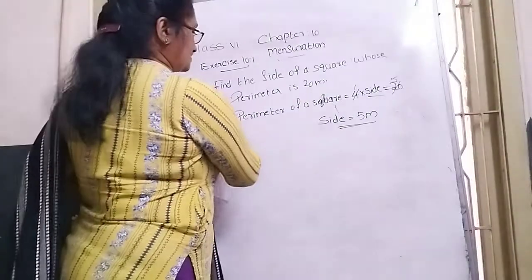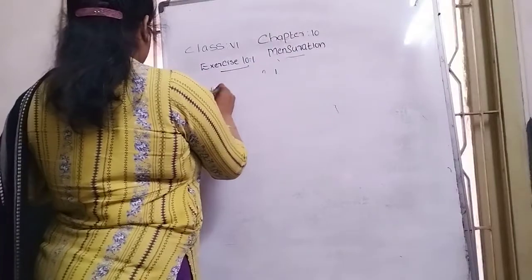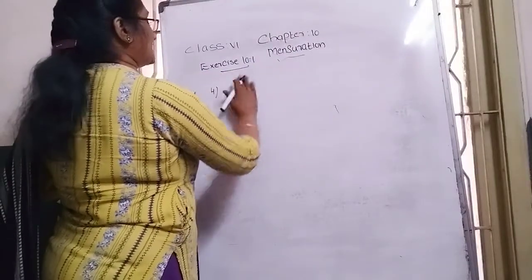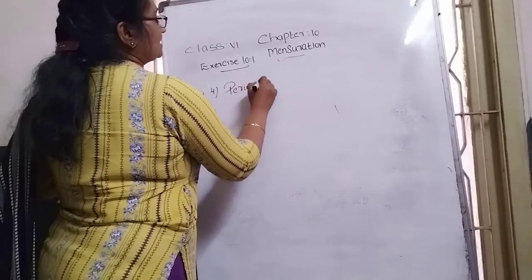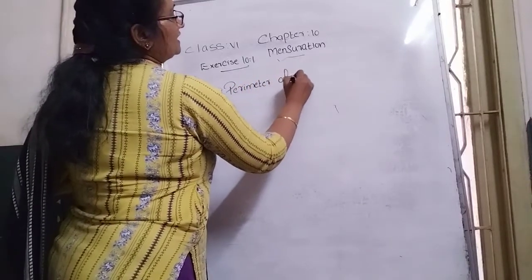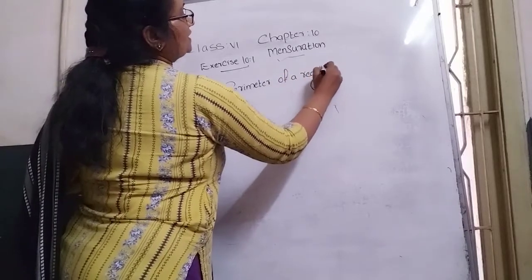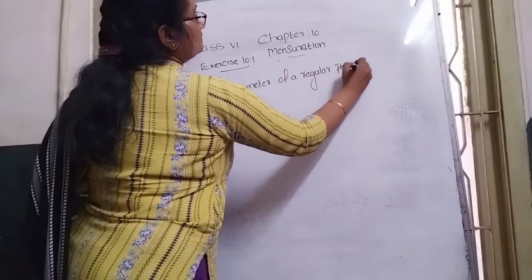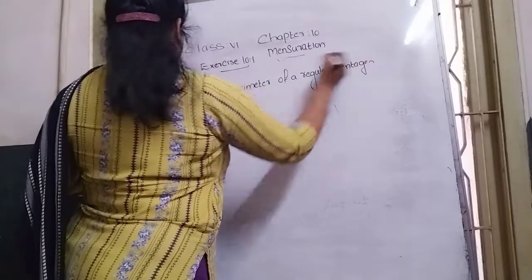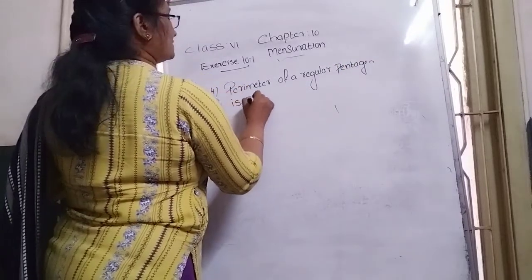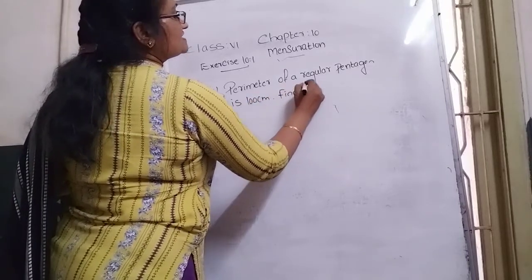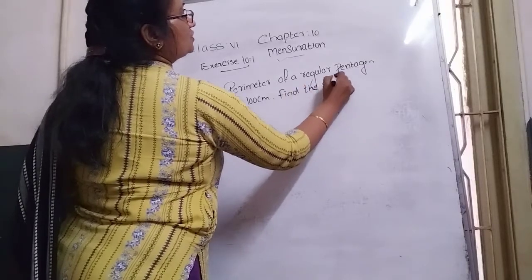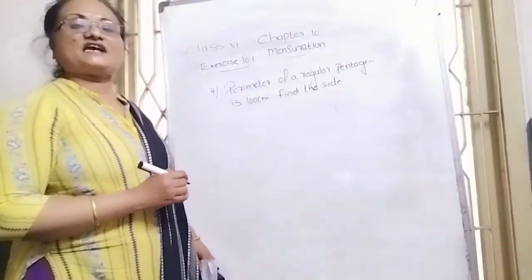Next, the fourth question is about the perimeter of a regular pentagon. The perimeter of the pentagon is 100 centimeter. The perimeter is given there. Then find the side of the pentagon.